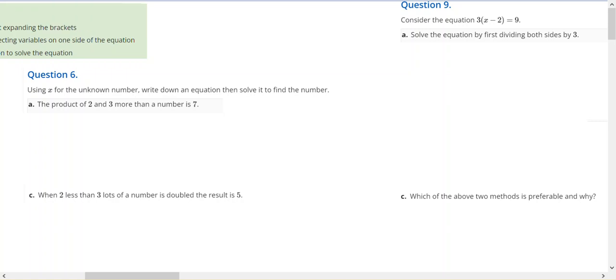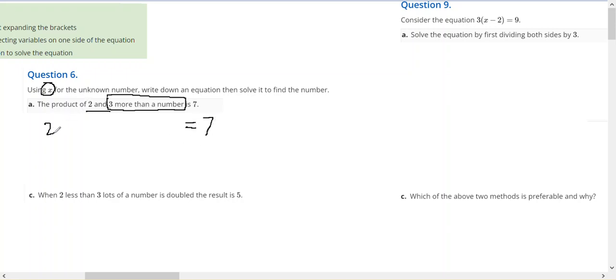Okay, so this is problem solving and reasoning questions out of 2E. Using x for the unknown number, write an equation and solve it. The product of 2 and 3 more than a number is 7. So is this my equal sign? So it's equal to 7.